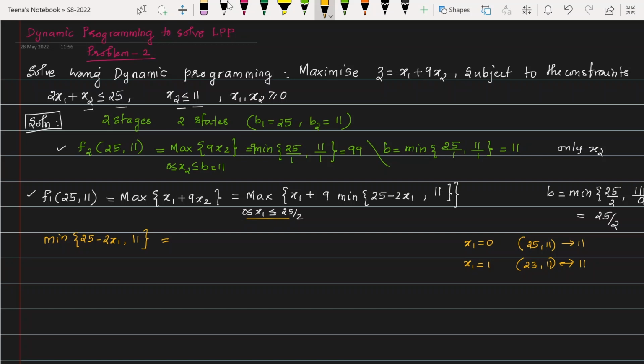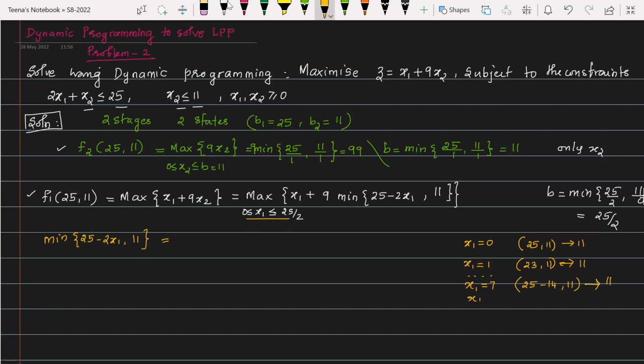This goes up to, say, x1 is equal to 7. So on it goes to x1 equal to 7. When x1 equal to 7, you will have 25 minus 7 into 2 equal to 14, and 11. So 25 minus 14 is 11. Between 11 and 11, both the values are the same, and so the minimum is 11.